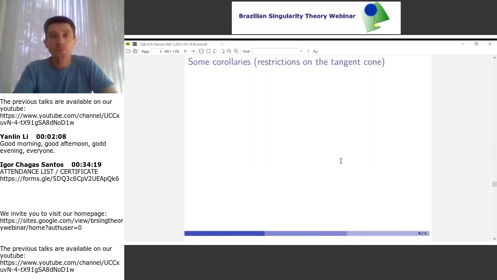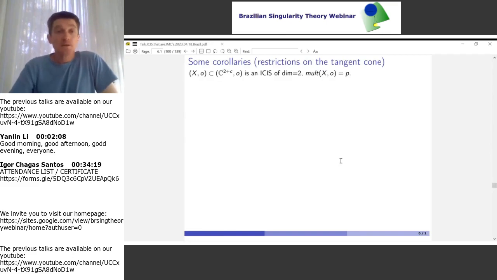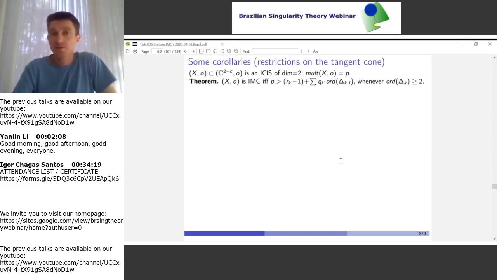So the first corollary is the restriction on the possible tangent cones of inner metrically conical singularities. So once again, our X is the germ of an isolated complete intersection singularity of dimension 2, and its multiplicity is p. And here is the main theorem. Yes, this is the structure theorem. It classifies when X0 is IMC or not.